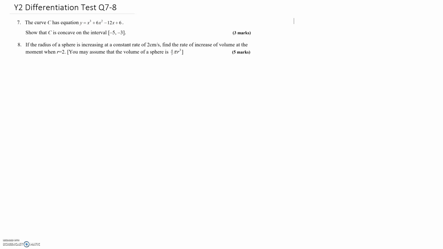Okay, question 7. You should have learned about concave and convex curves in independent week, I think. If you haven't learned about the difference between concave and convex curves, I think it's exercise 9I. You need to go back and check over. Essentially, if a curve is concave, then that means that the second derivative will be less than or equal to 0.